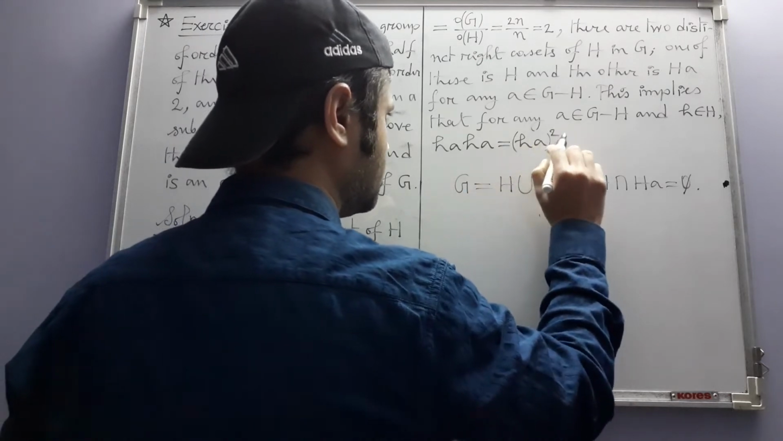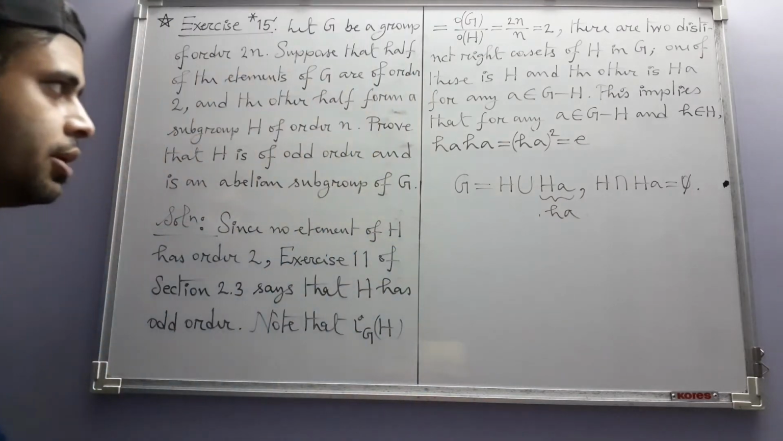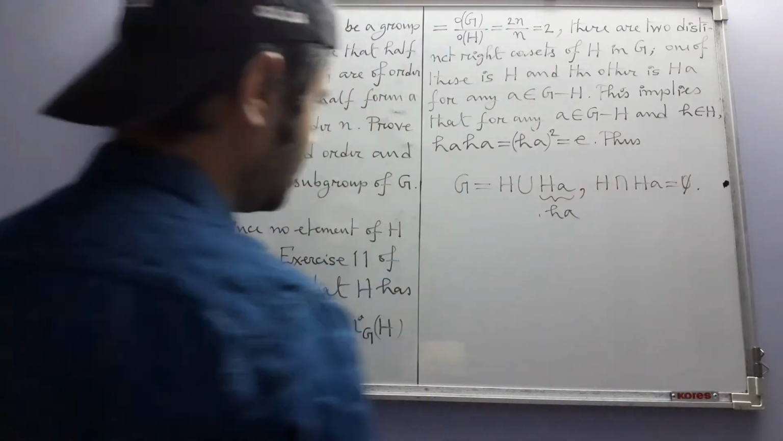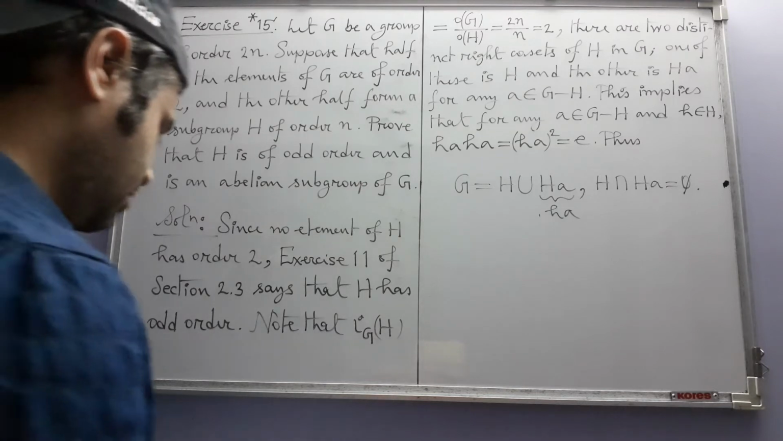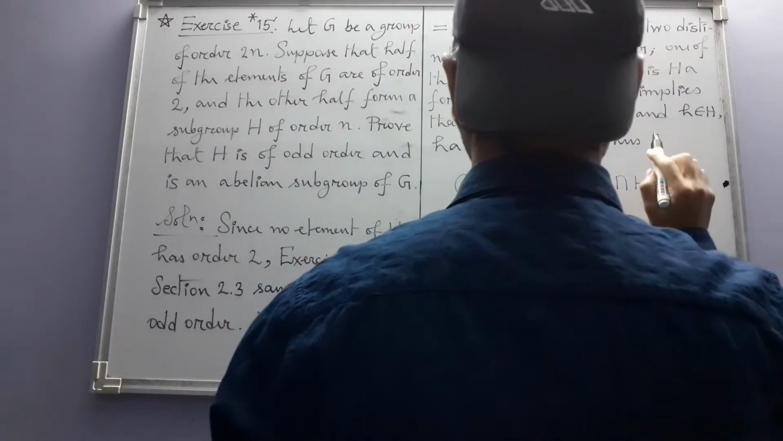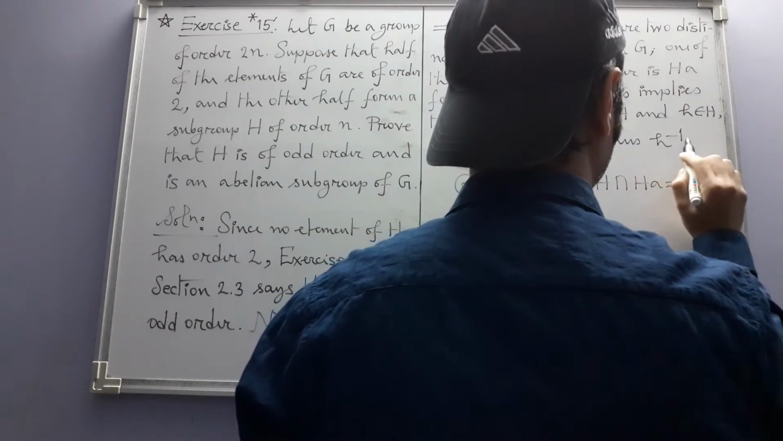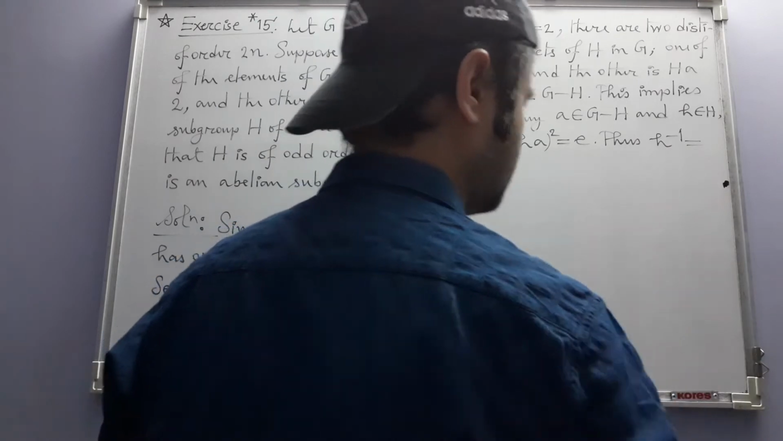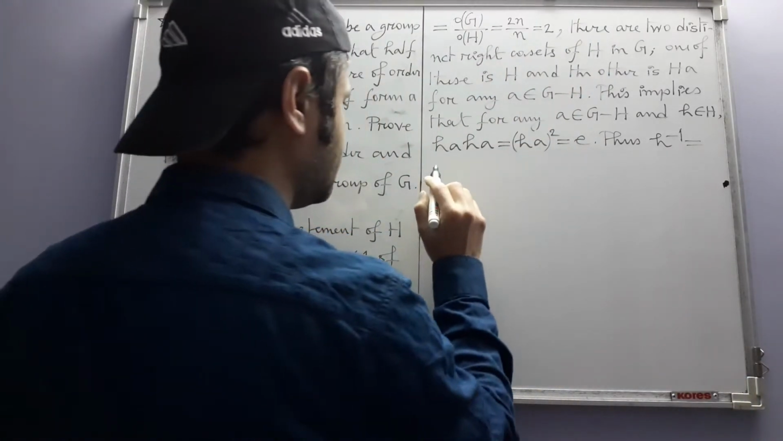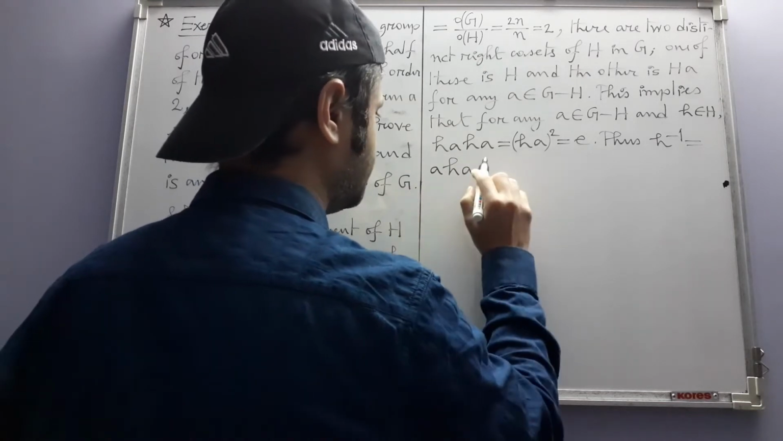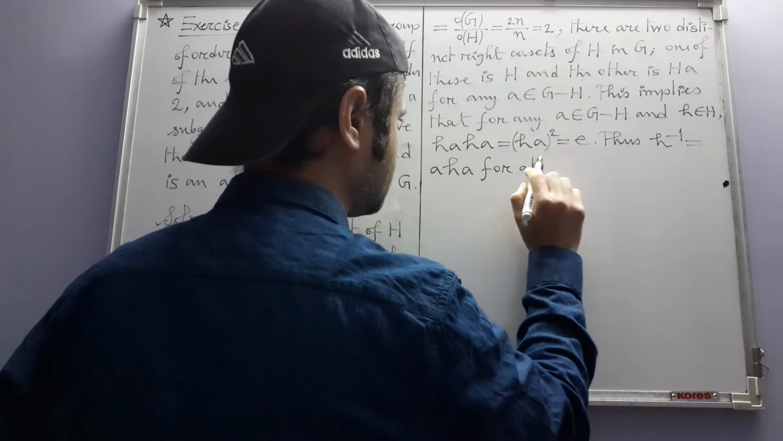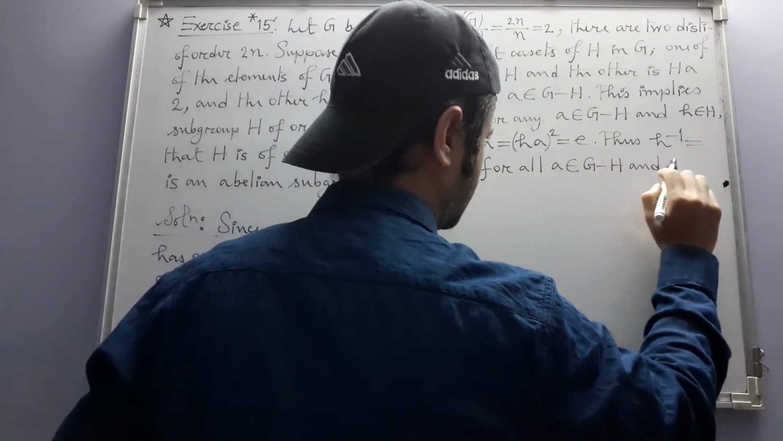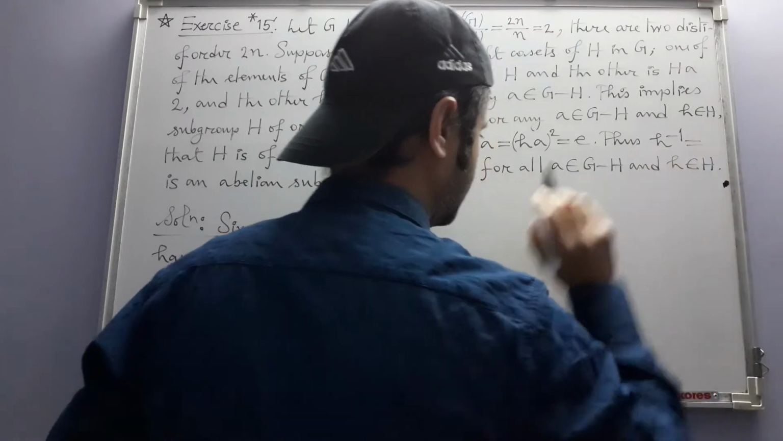Order of HA is 2, so its square will be equal to the identity. Thus, now what are we getting from this? We get this fact. From this equation we get H inverse equal to AHA, for all A belonging to G minus H and for all H belonging to H.